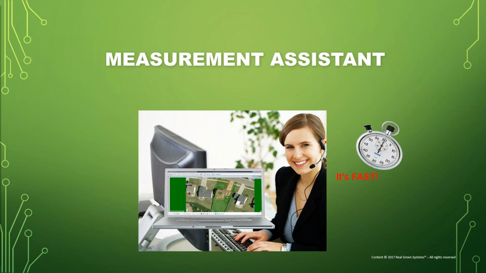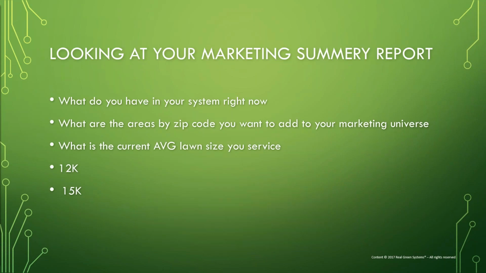When we add square footage to your marketing universe or buying data with square footage, we're actually taking the lot size and we're doing a calculation and taking out about 30 to 50% based on the total overall size of that lot to give you the estimated lawn size. For people who don't have the time to do Measurement Assistants and actually measure the properties themselves, getting data with a square footage is the next best thing.